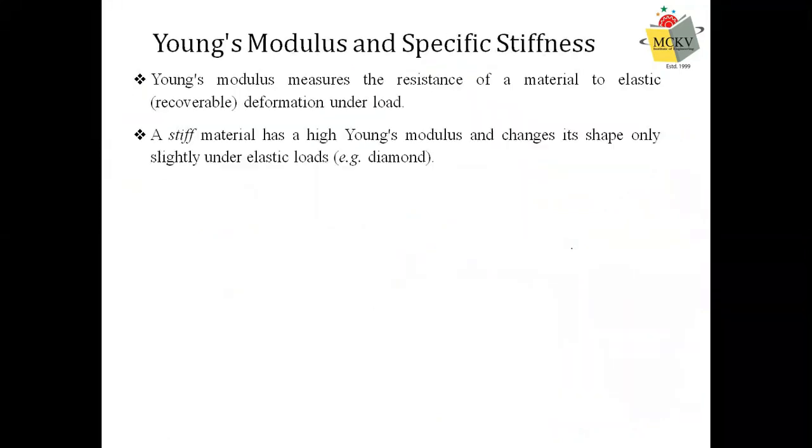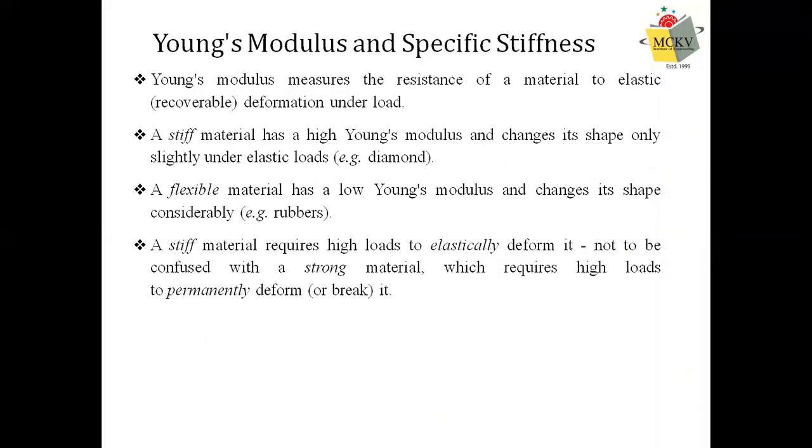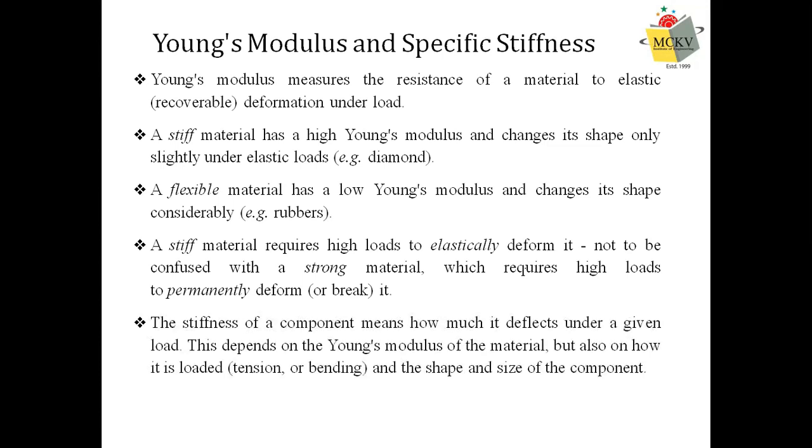So this is all what I said. Young's modulus measures the resistance of a material to elastic deformation under load. A stiff material has a high Young's modulus and changes its shape only slightly under elastic loads. So if you apply load to a material with very high Young's modulus, it will not change its shape or size by much because it is very stiff. That is, Young's modulus is very high. A flexible material such as rubber, if you apply the same force to rubber, it will deform to a greater extent. So it is not as stiff as diamond or iron or steel, right? So this is what Young's modulus is all about.